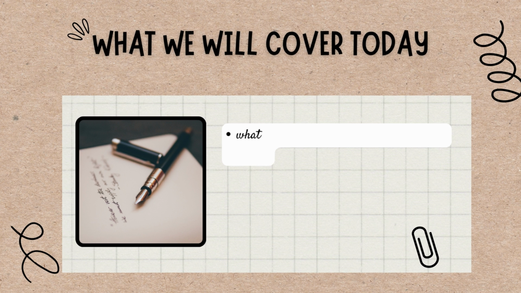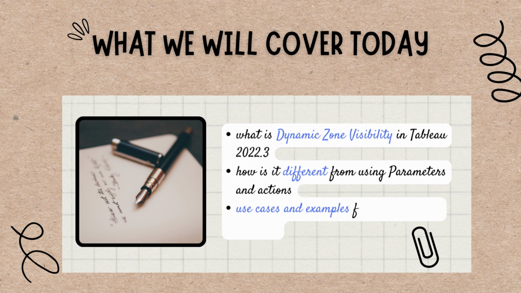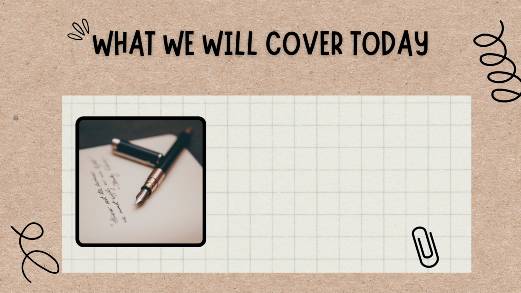We're going to cover what is dynamic zone visibility that is launched as a new feature in the Tableau 2022.3 and how is this different from using parameters and actions that we used to do as a workaround in the previous versions. We'll also discuss some use cases and examples, and I'm going to show you three different examples that you can follow along with me using the sample superstore data to be able to learn this particular feature.